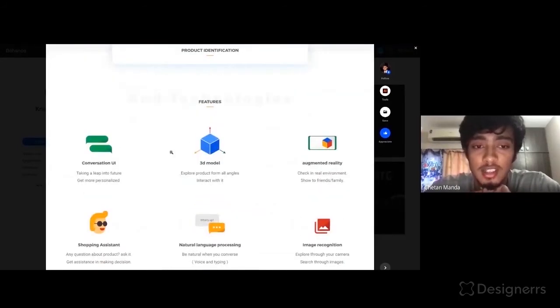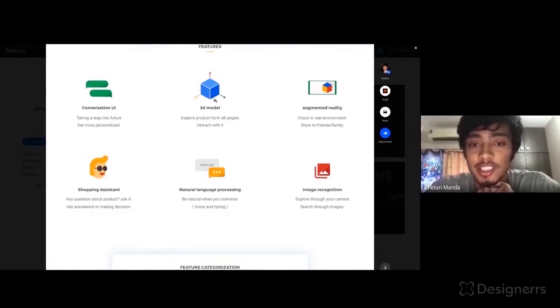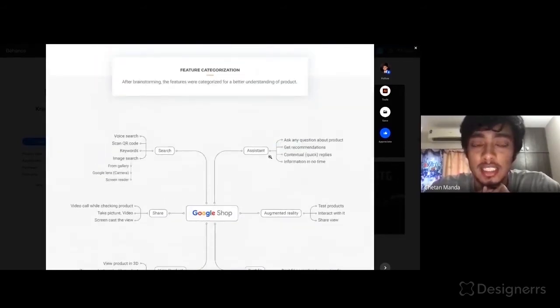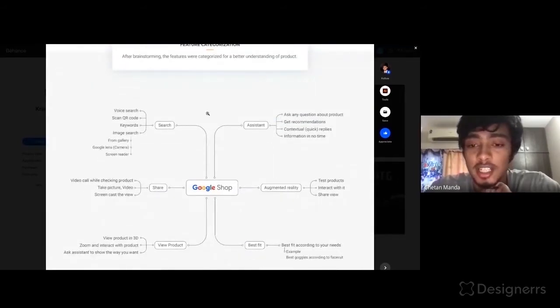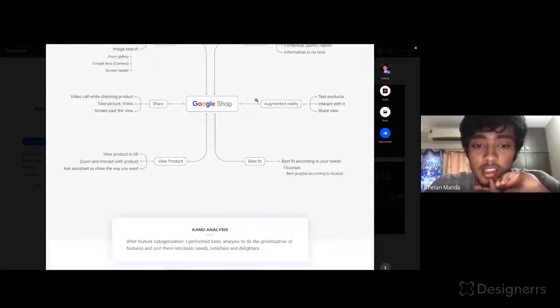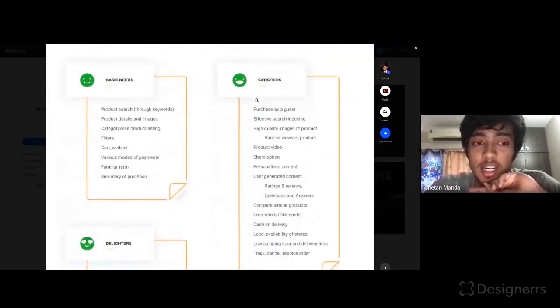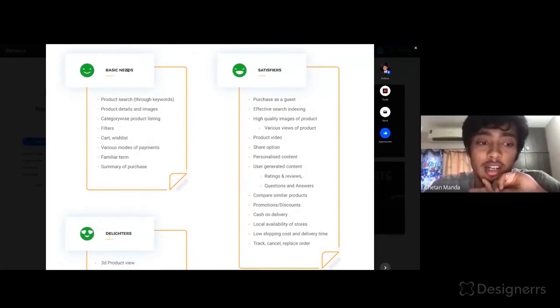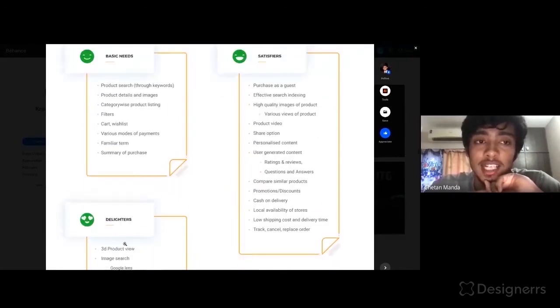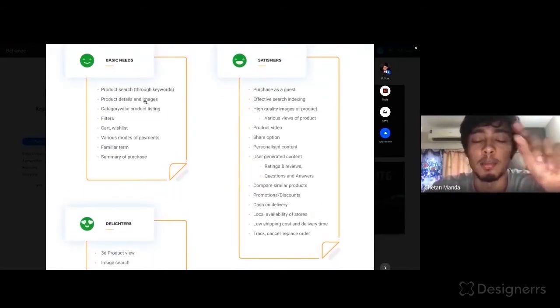Ideation. So this was the earlier example that I was showing. He's put out the features again in a visual format. Feature categorization is important to showcase what all the entire solution encompasses, so he's put it out here as well. Kano analysis is the tool used to prioritize different features into basic needs, satisfiers, and delighters. This helps me give different priorities to different parts of a solution.